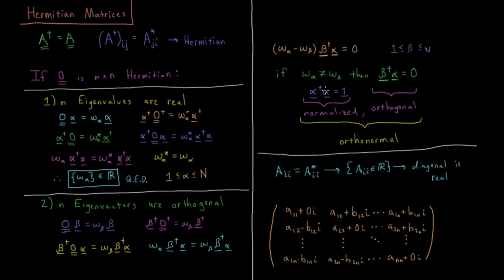Similarly, you can also show that in general our eigenvectors are going to be normalized, so the inner product of them with themselves is going to be 1. So if they're orthogonal and normalized, that means that our eigenvectors are going to be orthonormal.